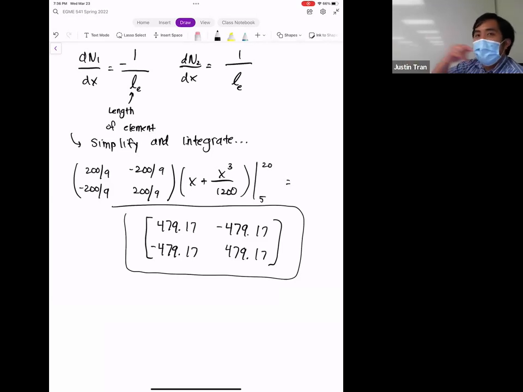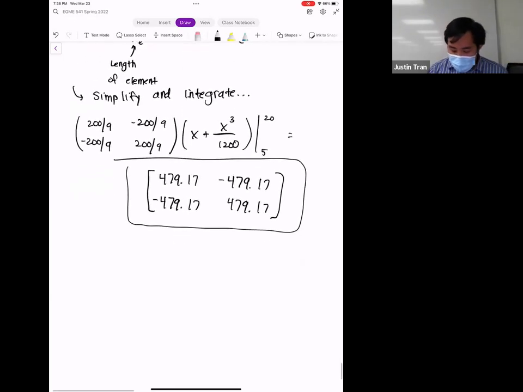So any questions on this? Okay, so let's go ahead and do our element forcing vector.